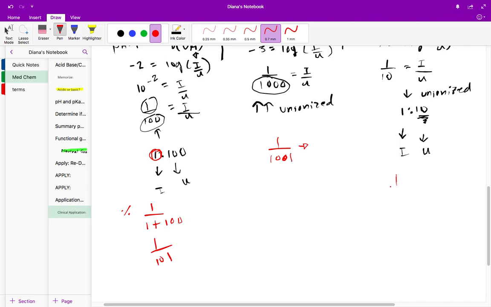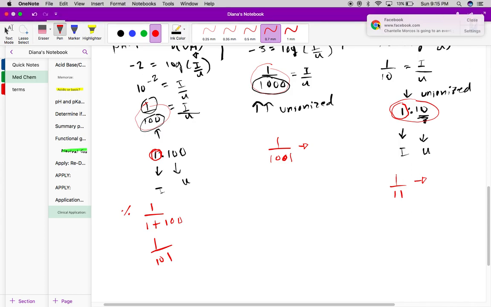And then here you have 1 over 11, because it's 1 plus 10. And so then you can get your percent ionized there. So remember, you're always putting the ionized in the numerator and then dividing by the total, 1 plus 10 or 1 plus 1,000 or 1 plus 100 to get your percent ionization. So you can pause the video now and start calculating these percentages. Ideally we want the highest percent ionized.